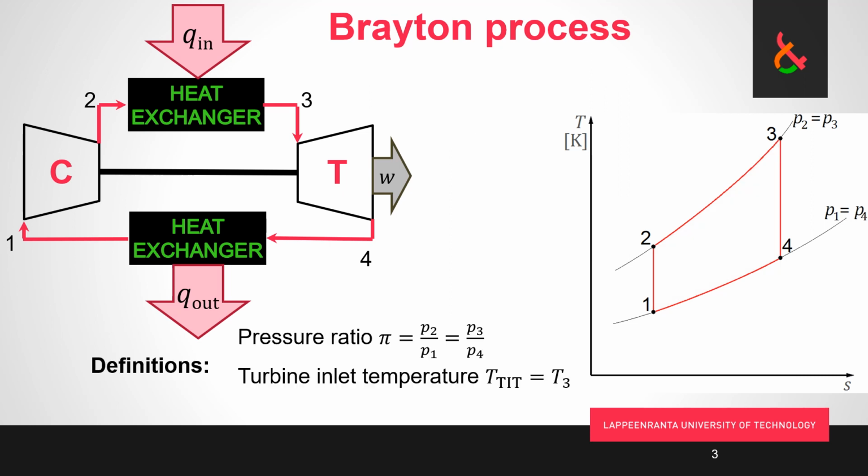A couple of definitions of terms. So often we're talking about the pressure ratio. As long as we're talking about the ideal Brayton process with no pressure drops, the pressure ratio has to be the same in the compressor and in the turbine. We mark that with a lowercase pi and call that ratio the pressure ratio. The other important parameter is the turbine inlet temperature. We mark that with T_TIT, and that is in this case the temperature at point 3 where we go into the turbine.